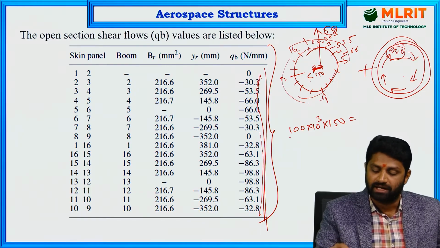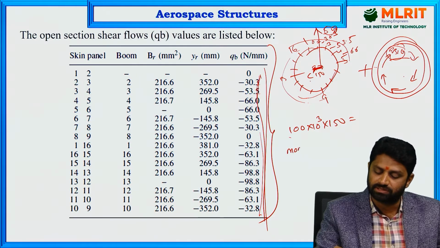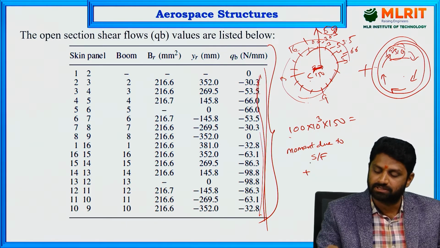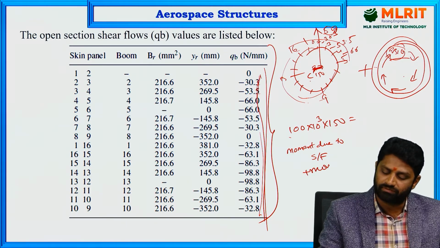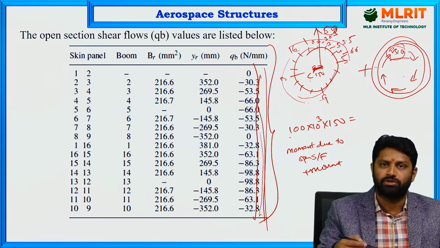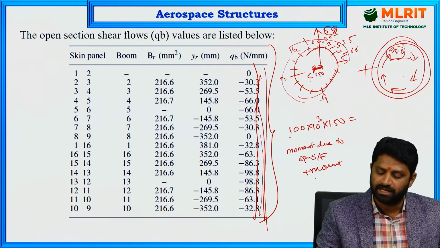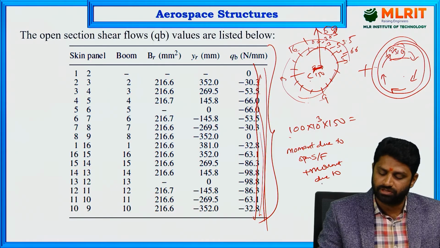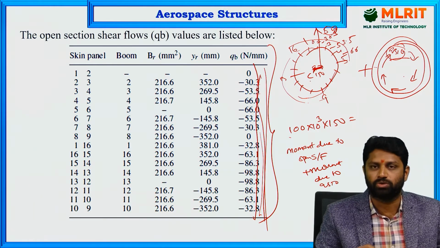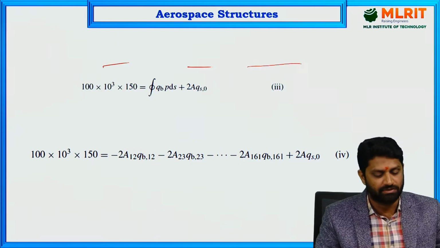On the right side we are going to write two things. The moment due to the open section shear flow, with the values that you got, plus the moment due to the constant shear flow, that is QS naught. Okay, those two things you have to write on the right side. So that we will see.